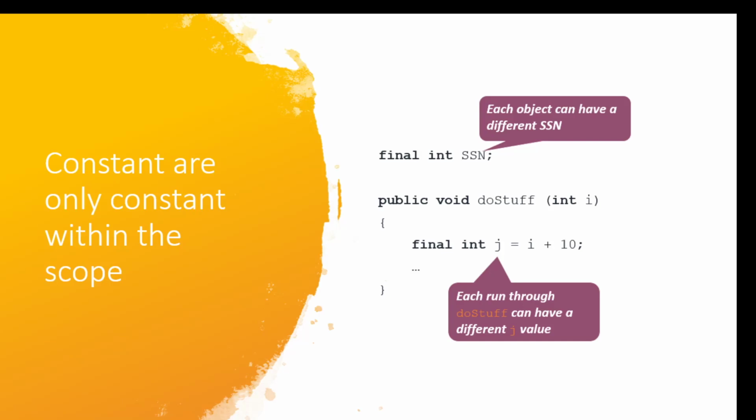So, a constant is only constant for whoever can see it. Each object can have its own value, each method can have its own value, and each block can have its own value. So there can be thousands of J's running around the system at any given time. But within this method do stuff, we know that J can't change. That helps us, as I said, manage our assumptions about code.